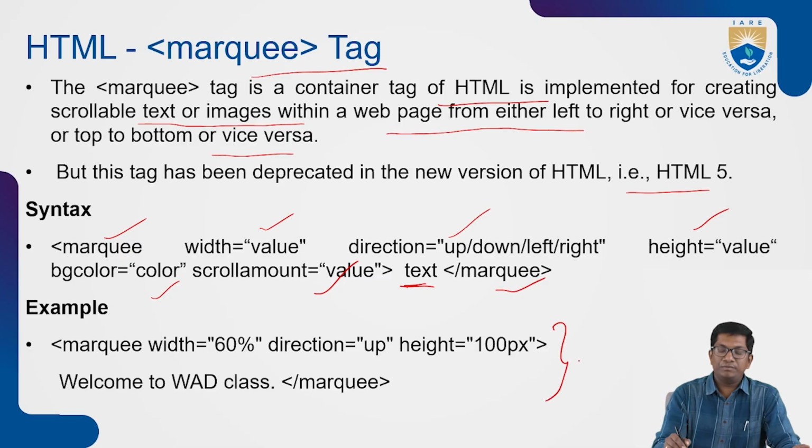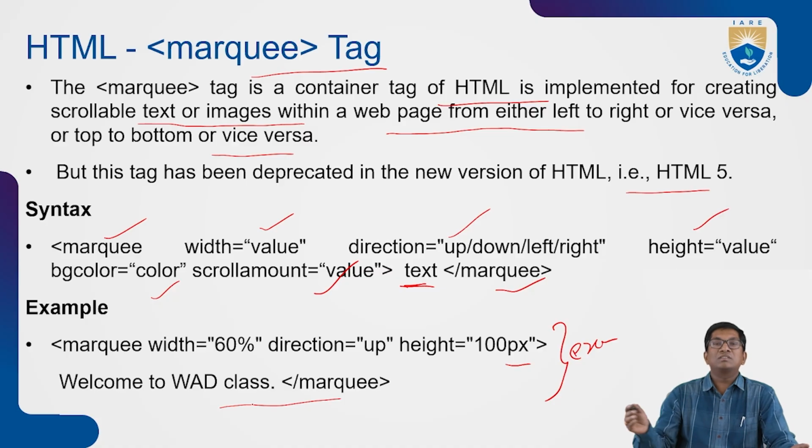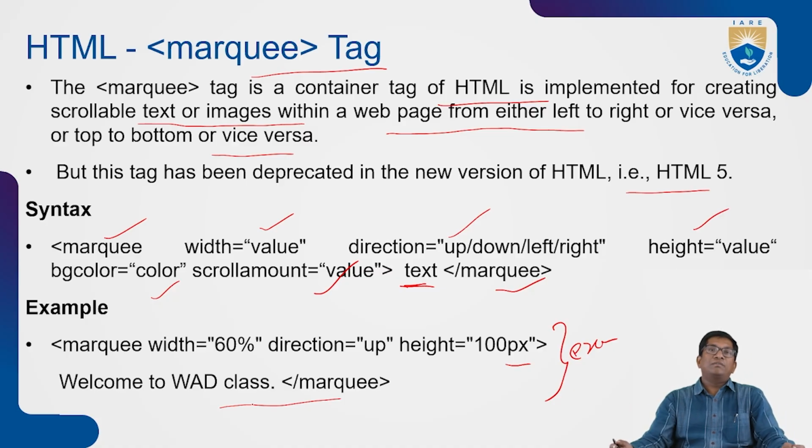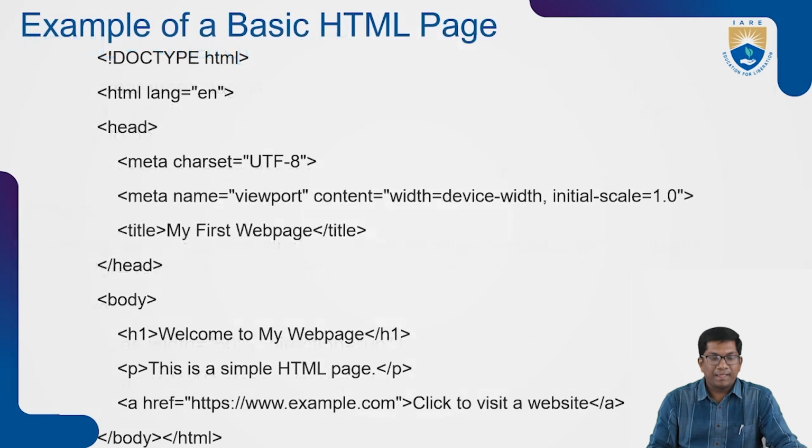So simple example. Marquee width is equal to 60%, direction is equal to up, height is equal to 100 pixels. So simply this text will scroll from left to right by default, and it displays by using the marquee tag. These are some basic HTML tags we discussed up to now.